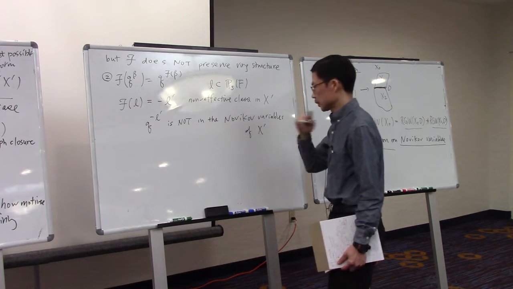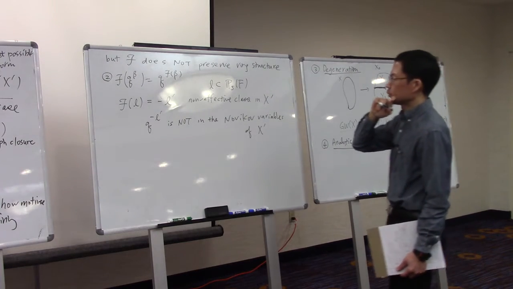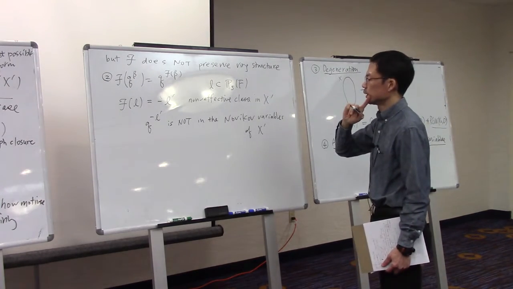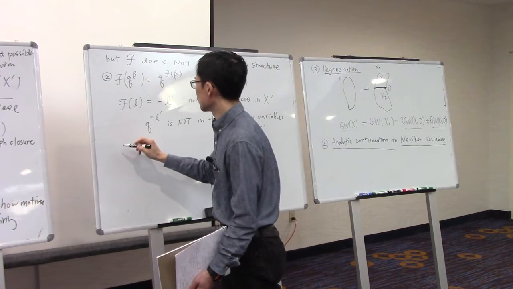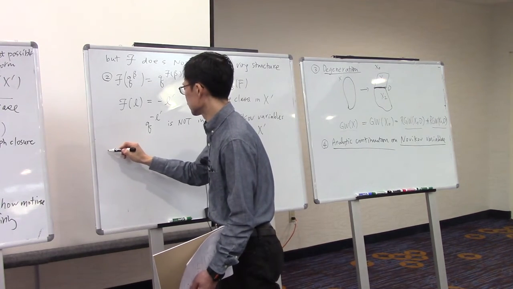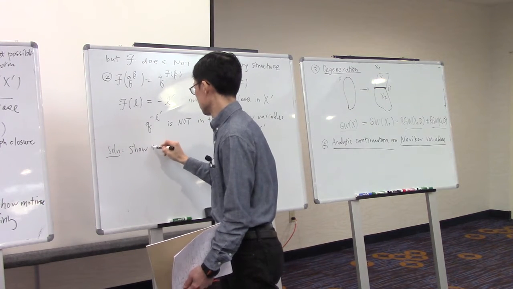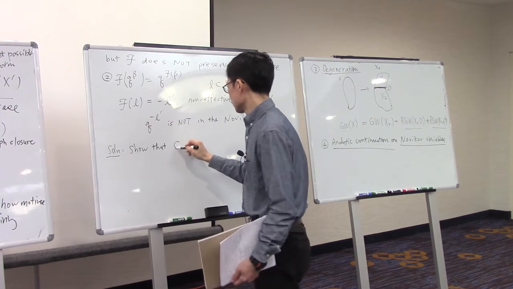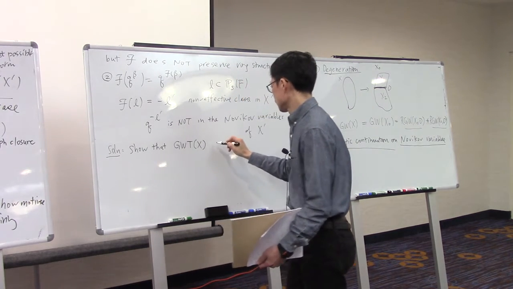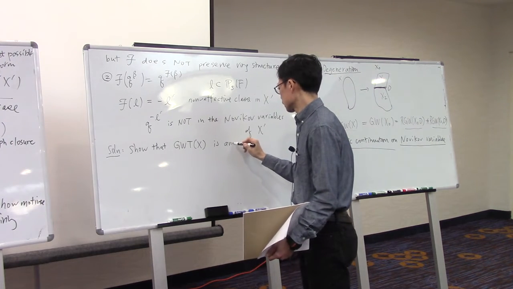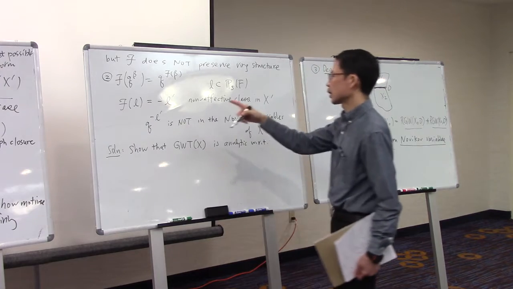Of X prime, so because this is not effective, the solution to all these is you have to do analytic continuation. First of all, you want to show that the Gromov-Witten theory of X is analytic with respect to the flopping curve.